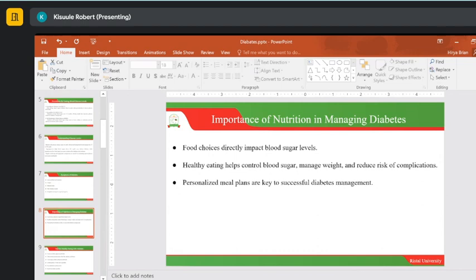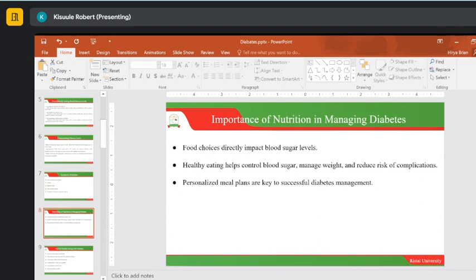Okay, when the levels go high, then we'll have to reduce the amount. This is where calorie counting comes in, things to do with the glycemic index, as we will see later on. And also healthy eating helps control the blood sugar, manage weight, and also reduce the risks of complications. I think most of us have seen complications of diabetes, such as the diabetic foot and etc., where people have been amputated.